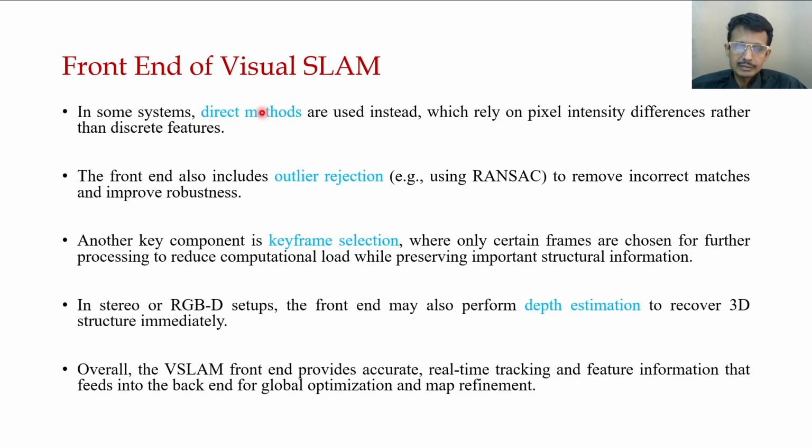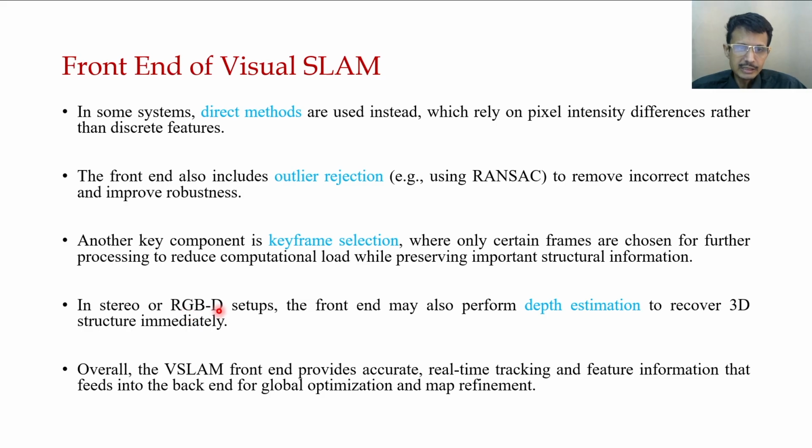In some systems, direct methods are used, which rely on pixel intensity differences rather than discrete features, where the front end also includes outlier rejection to remove incorrect matches and improve robustness. These are all basically feature engineering. Another key component is keyframe selection. All frames are not very important, so only certain frames are chosen for further processing to reduce computational load while preserving important structural information.